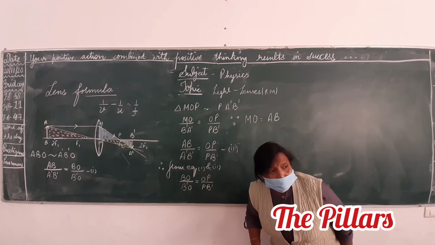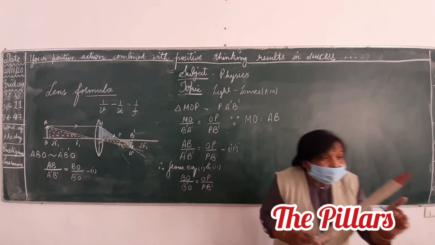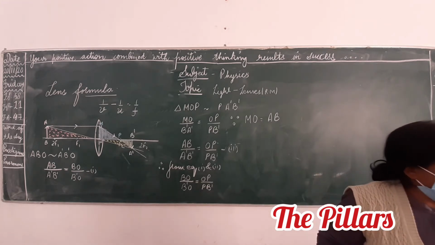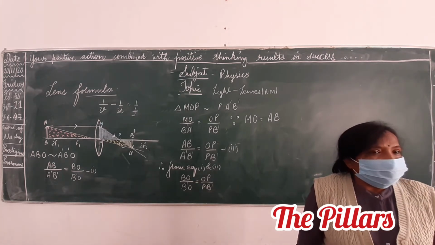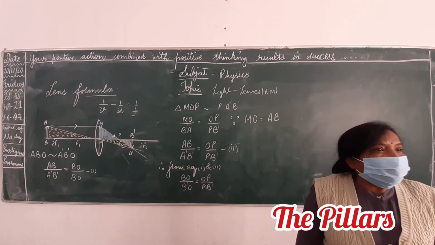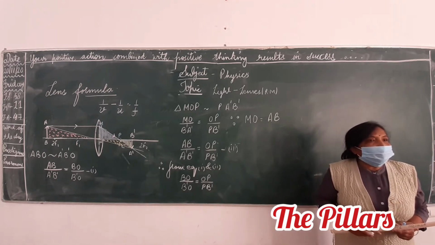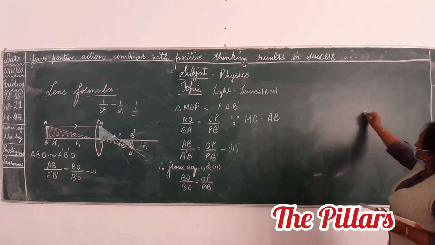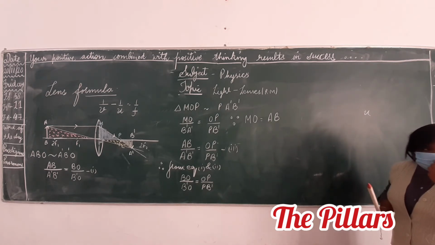Raj Jaiswal, do you know? Ma'am, object. Object? Image. B dash first. What is BO? Object distance. And you represent the object distance by U. Now, please sit down. What will be the sign? Plus or minus?